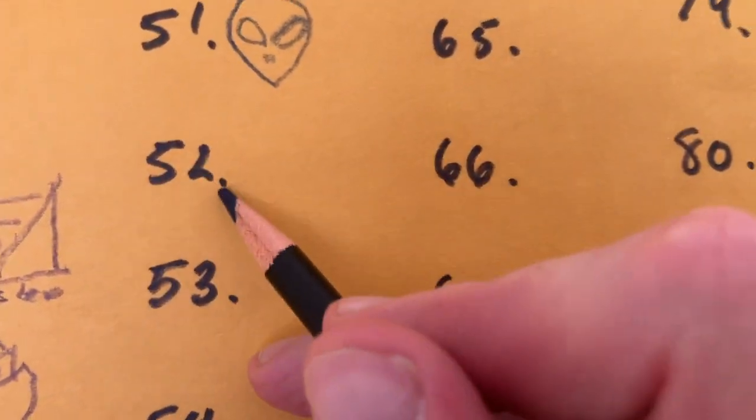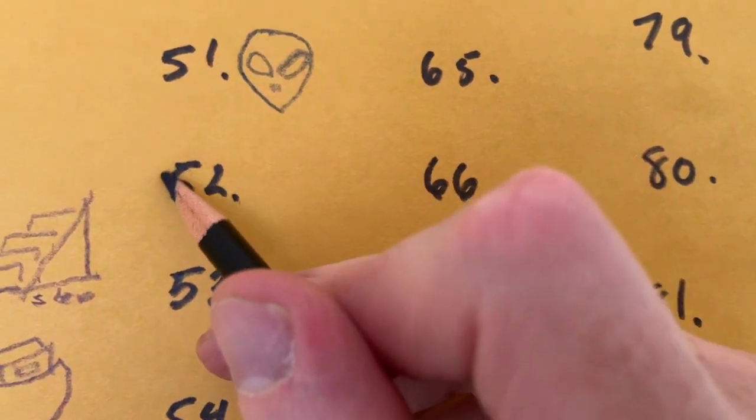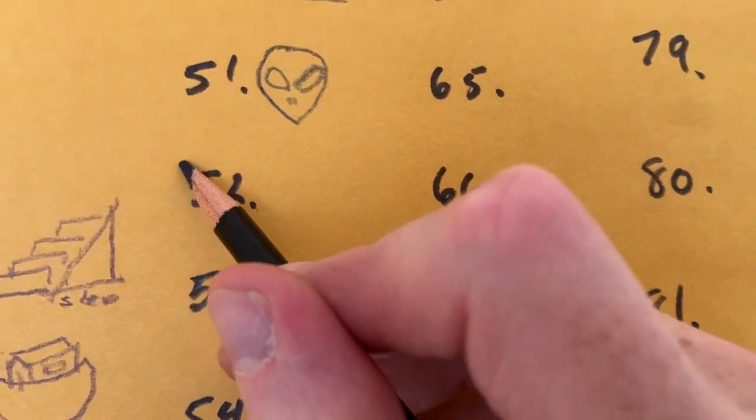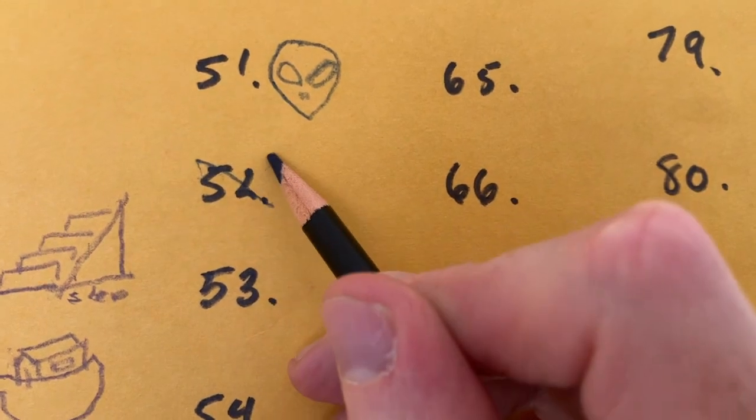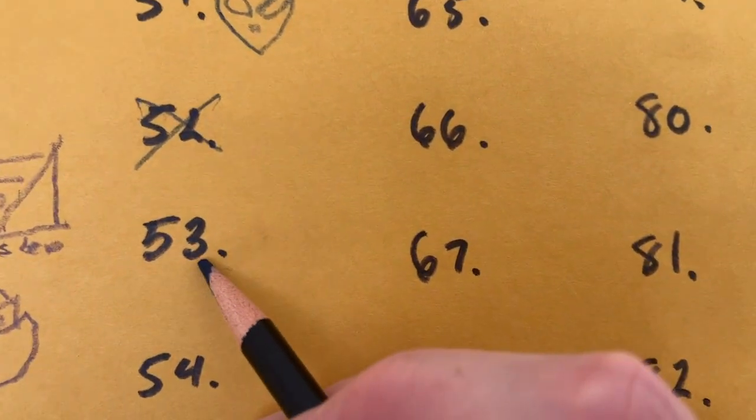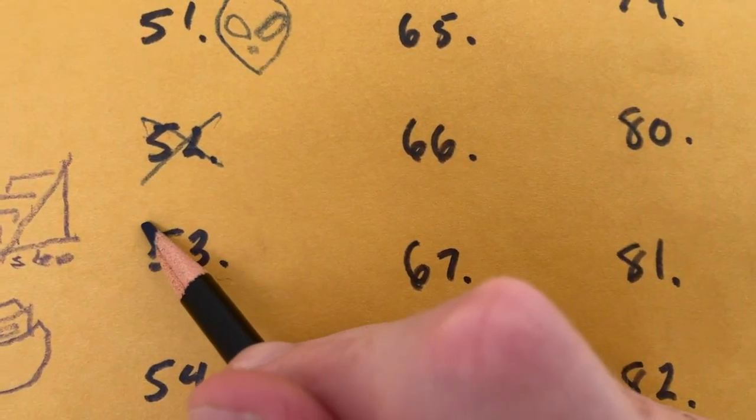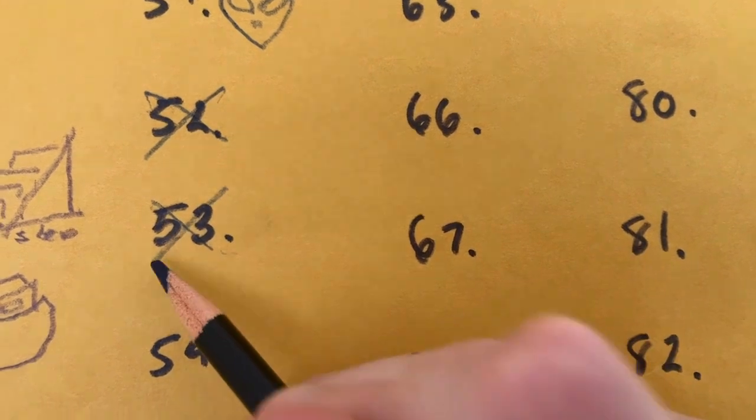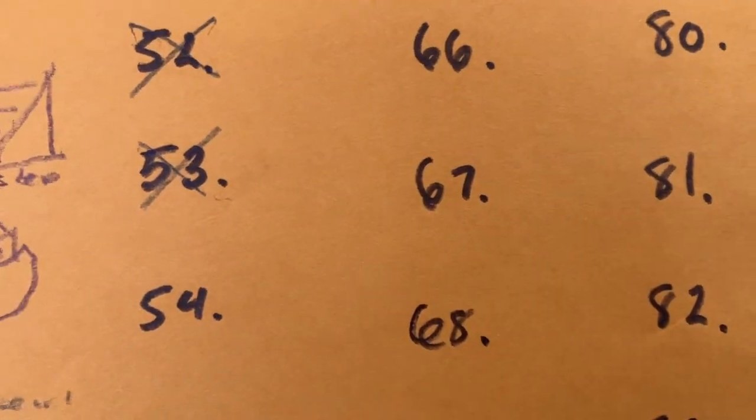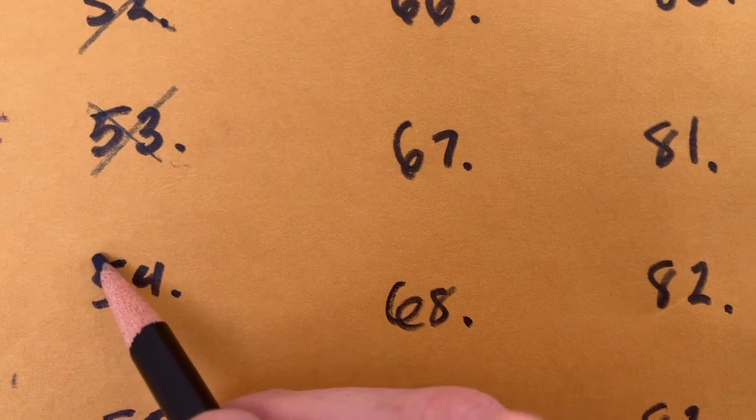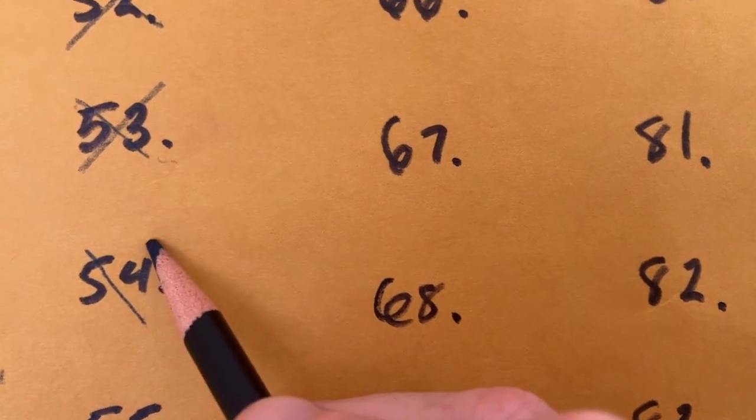For 52, I had trouble with that too. I don't remember what I did for 52, so I'm going to cross this one out. 53 is another tricky one I forgot. 54. Again, I'm going to cross a lot of these out that I forgot. It just doesn't resonate.